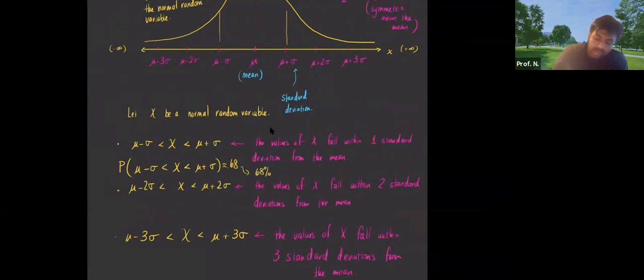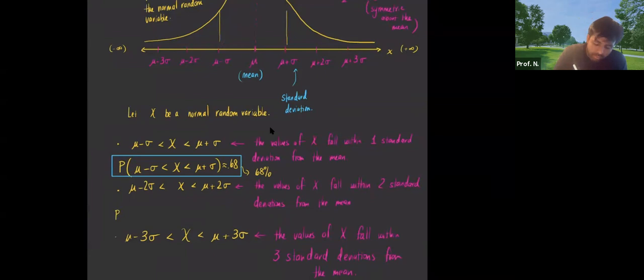So what am I saying by this? What does this mean? This means that the probability that my random variable will attain a value within one standard deviation from the mean happens 68% of the time, approximately. There's a bit more precise number, but it's approximately 68%.